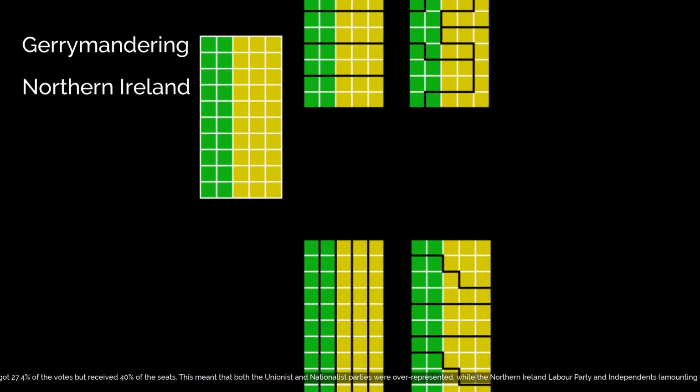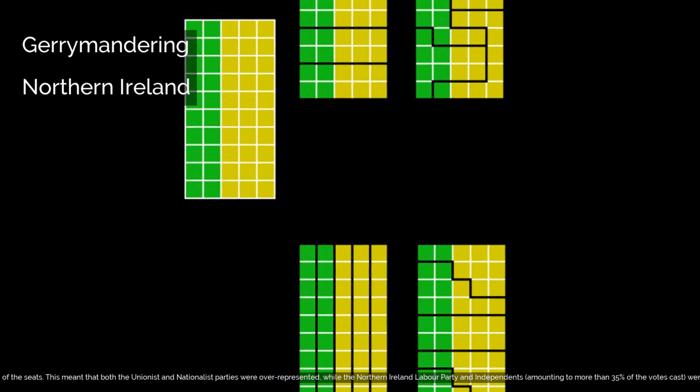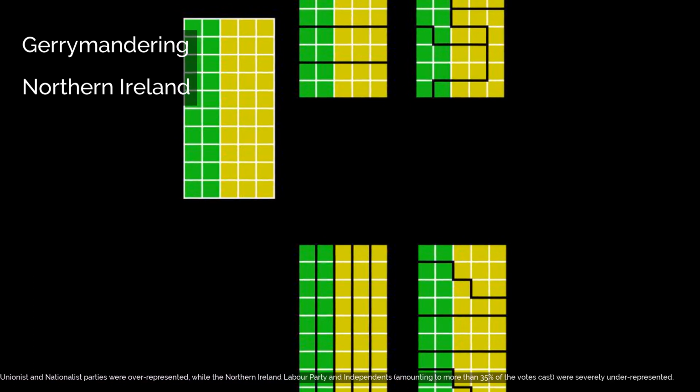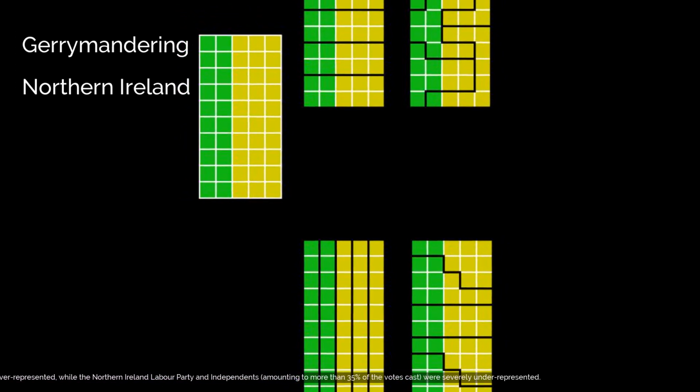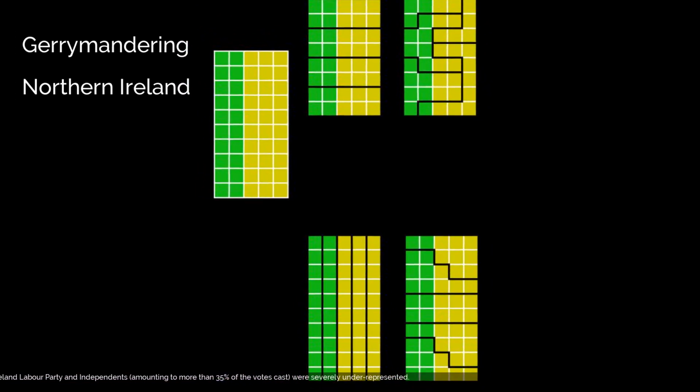This meant that both the Unionist and Nationalist parties were overrepresented, while the Northern Ireland Labour Party and Independents, amounting to more than 35% of the votes cast, were severely underrepresented.